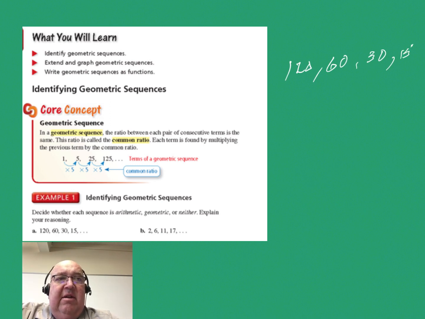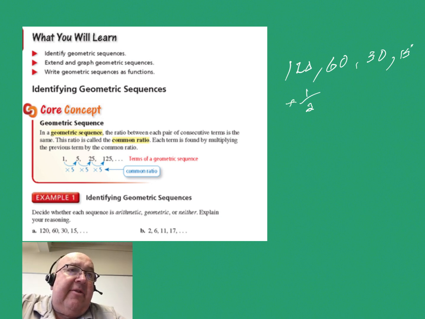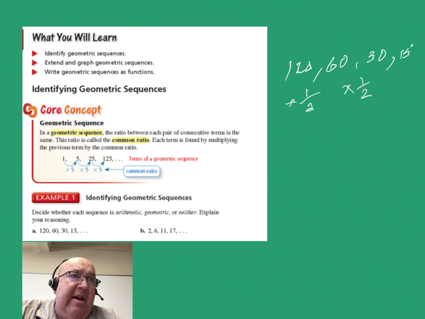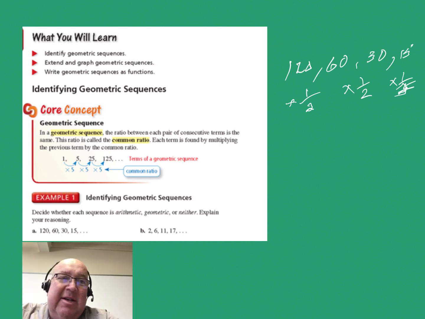Okay, so if I look at this, I can tell 60 is half of 120, and I know that 30 is half of 60, so it's multiplying by 1/2, and it would continue to multiply by 1/2. So that is the definition of a geometric sequence. It's multiplying by a constant number.